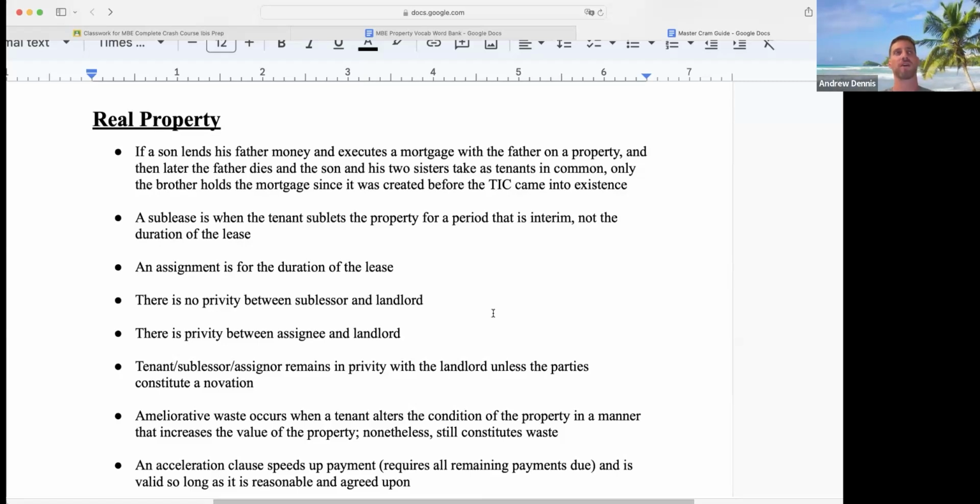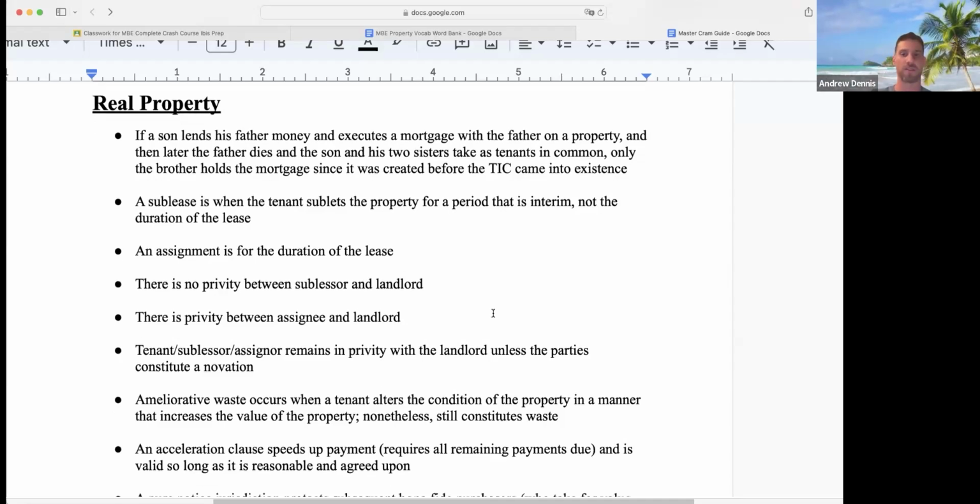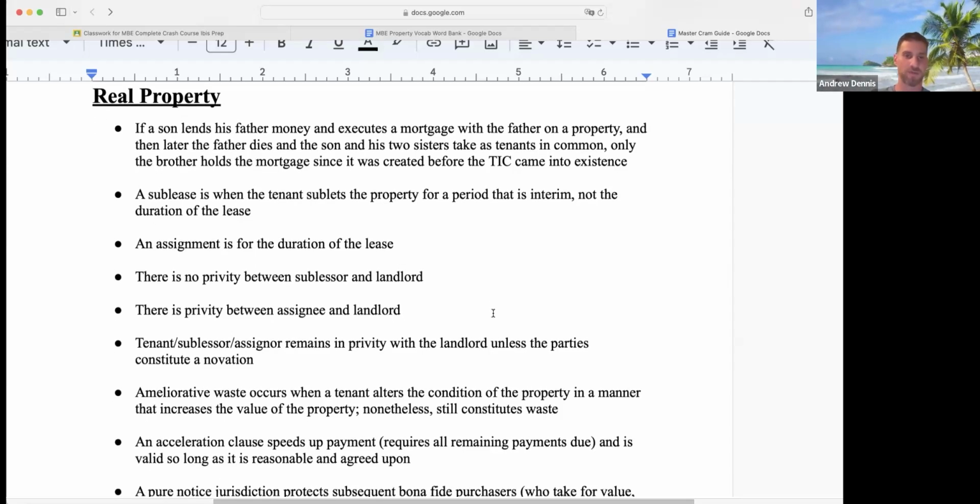So this fact pattern is the brother lends the father money, gets a mortgage, then the father dies, then the daughters and the son all inherit. Well, that mortgage is for the benefit of the son only because it happened before they took possession. A sublease is when the tenant sublets the property for an interim period, not the duration. An assignment is for the duration.